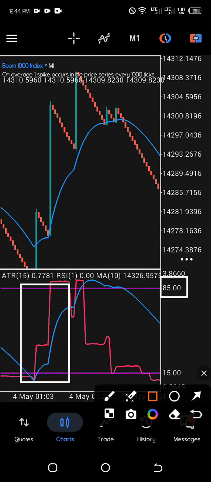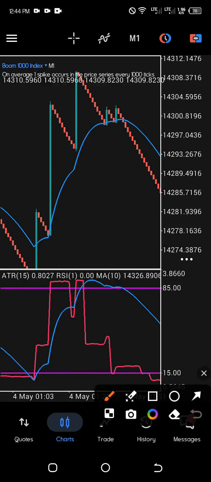After pushing it to the 85 levels, this shows us a sign that the price has been buying. And in the next few seconds or few minutes, the price will continue to be selling. And that sell is what we are going to be catching. Now how do we catch this sell?